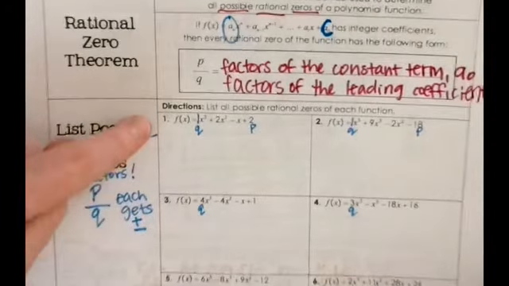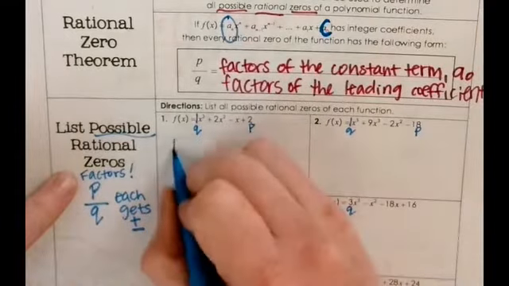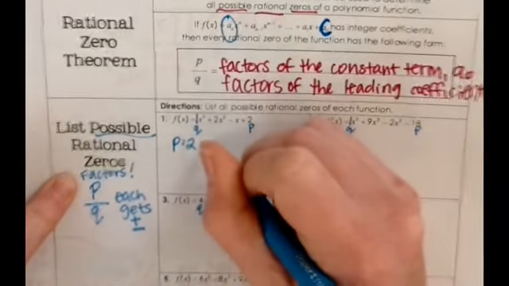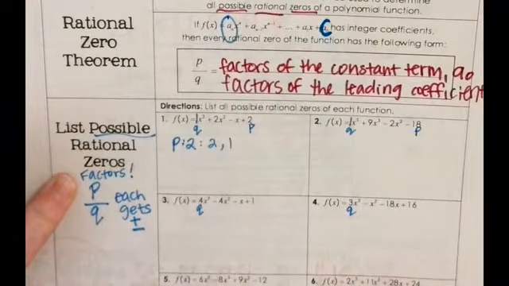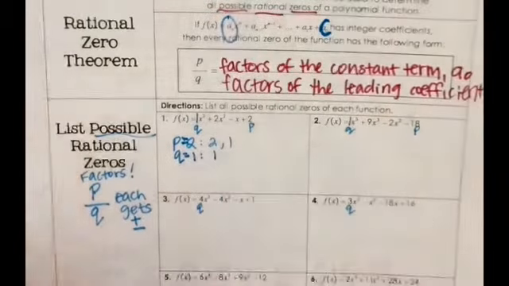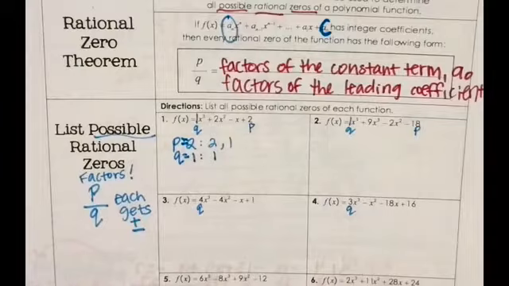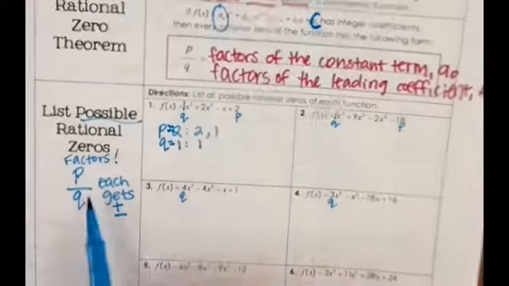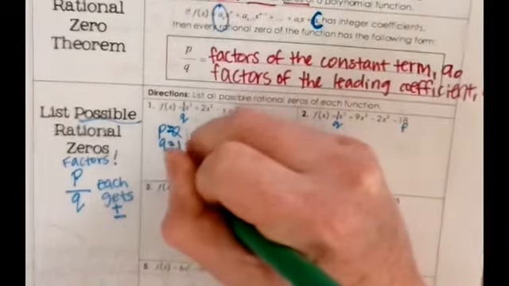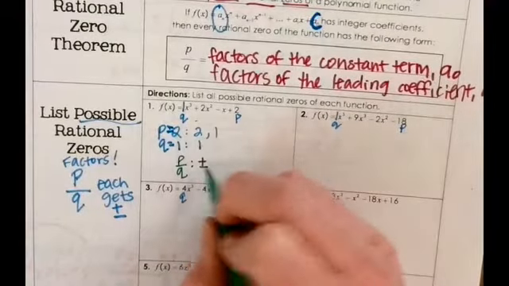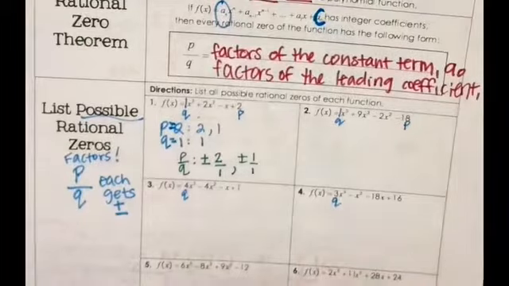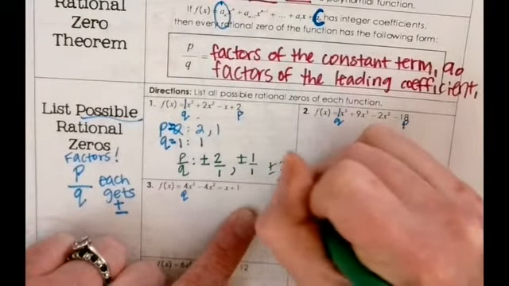So, for 1, we're going to list the possible factors of p. p is 2. What are its factors? Well, they're 2 and 1. Then q's factors: q is 1, so its only factor is 1. So all of the possibilities of p over q, we're going to list those possibilities and then each will get a plus minus. I only have 2 possibilities for p over q. I have 2 over 1 and I have 1 over 1. So the possible zeros for this are plus minus 2 and plus minus 1.